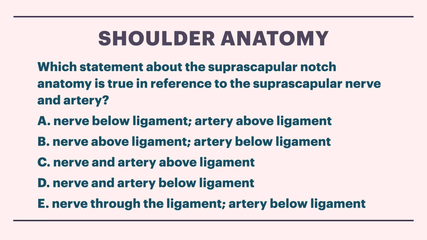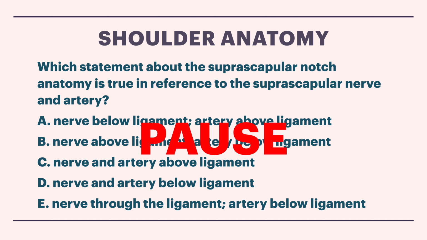A. Nerve below the ligament, artery above ligament. B. Nerve above ligament, artery below ligament. C. Nerve and artery above ligament. D. Nerve and artery below ligament. E. Nerve through the ligament and artery below ligament. Well, let's pause the video now and you can think about the question and answer it.